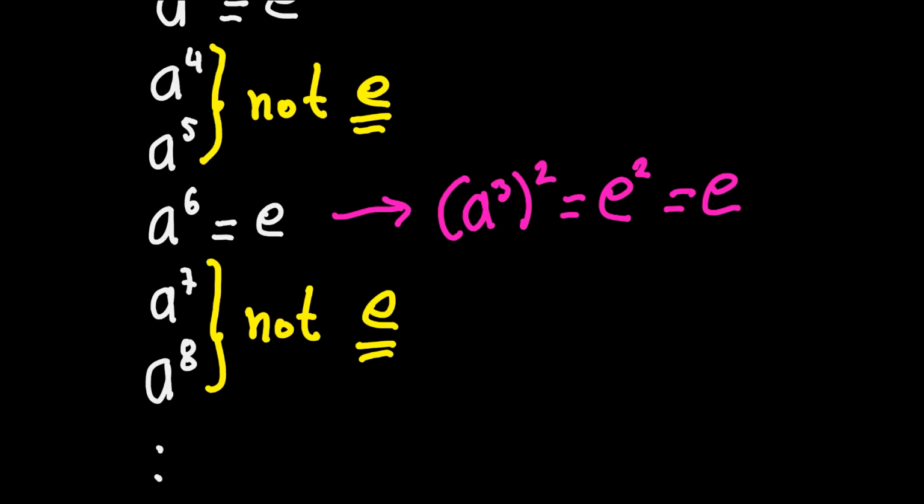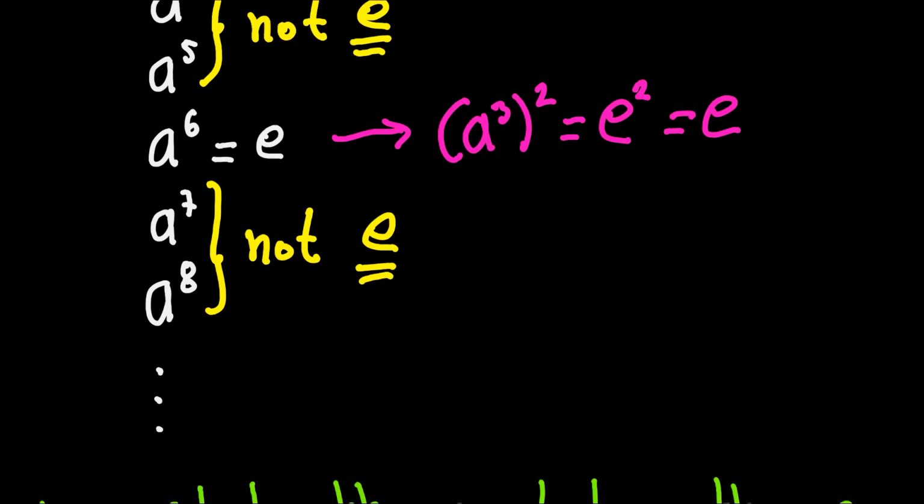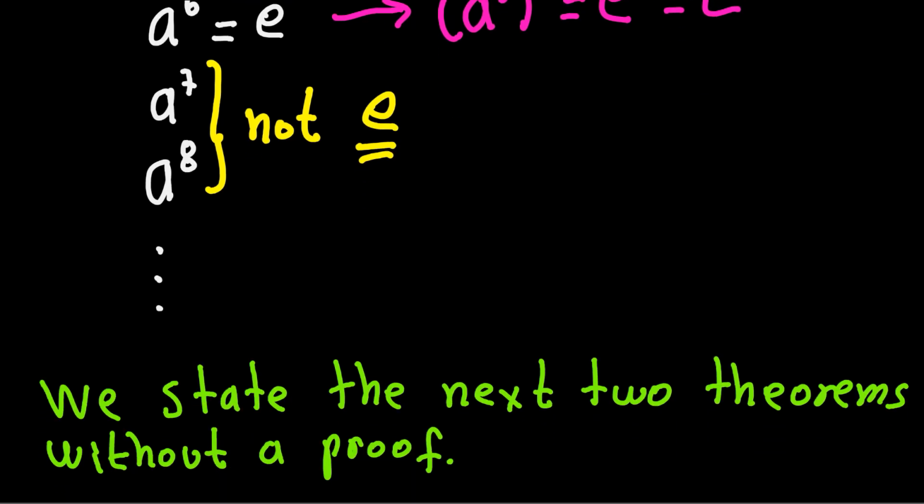You can continue like this, and you can say, okay, so what happens with A to the 7th power? That cannot be the identity either, because if the order of A is 3, if this were the identity, the exponent would have to be divisible by 3. Same for A to the 8, and so on. So the only way that a power of A could be the identity is if the exponent is a multiple of 3, assuming that the order of A is 3. So that gives us a nice description of when a power of an element will be the identity, knowing the order of the element.